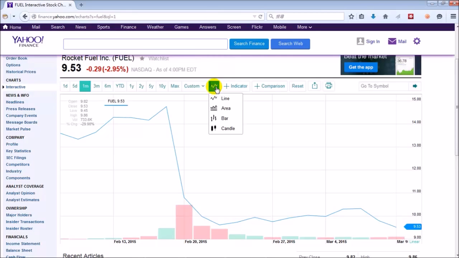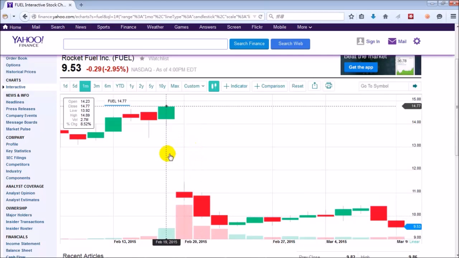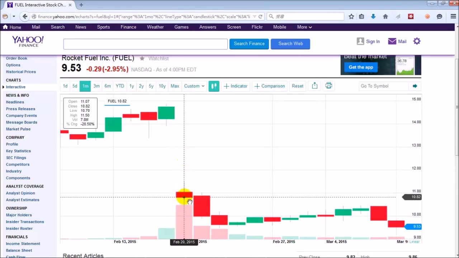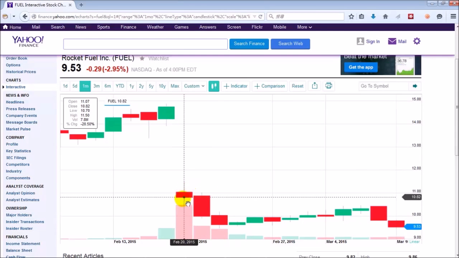What we want to look at is a candlestick chart. The candlestick chart shows us something we didn't see before. A huge gap, a huge space between this green candlestick and the red candlestick. Now, just a brief primer on candlesticks. Green candlesticks indicate the stock price went up during the day, and red, down.